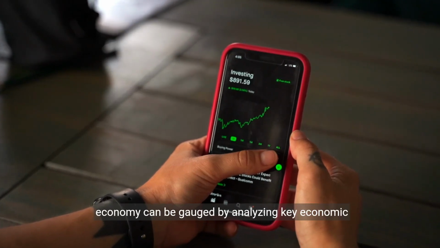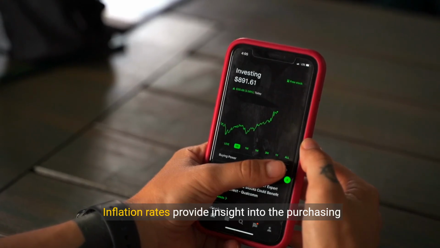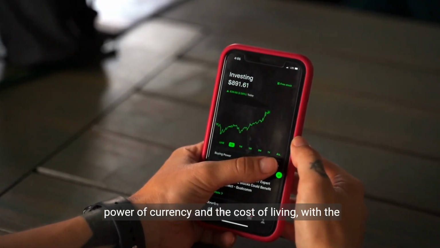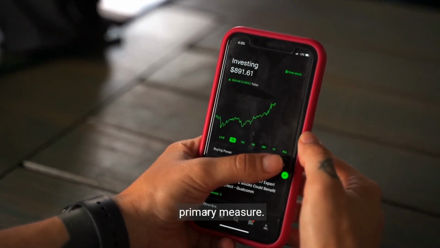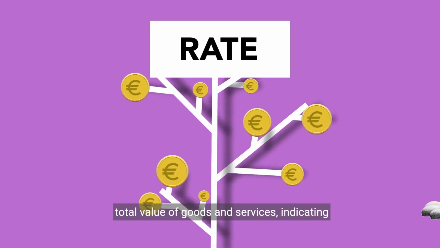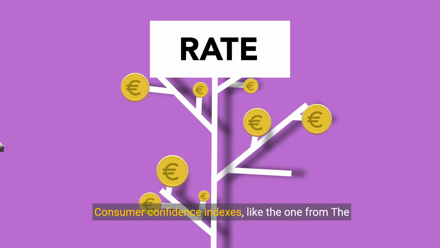The pulse of the U.S. economy can be gauged by analyzing key economic indicators. Inflation rates provide insight into the purchasing power of currency and the cost of living, with the Consumer Price Index, CPI, often serving as a primary measure. Gross domestic product, GDP, growth reflects the total value of goods and services, indicating overall economic performance.